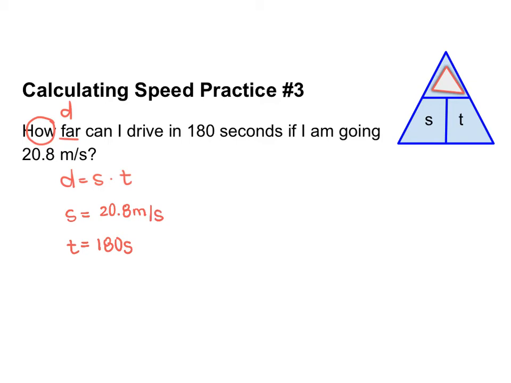Okay, so now I'm going to plug my values in. I have distance equals my speed, 20.8 meters per second. And I'm going to put that seconds per on the bottom, when I divide, so that I can do some canceling, times 180 seconds. So seconds on the top, seconds on the bottom cancel, and I'm left with meters, which makes sense to me for a distance. I'm going to plug that into my calculator, and it is 3,744 meters from my house.